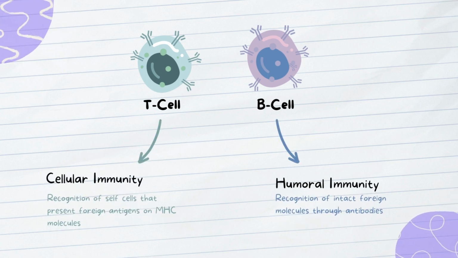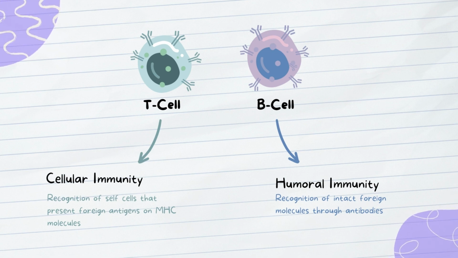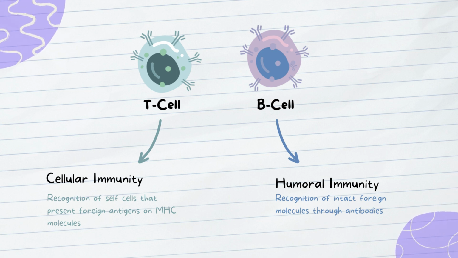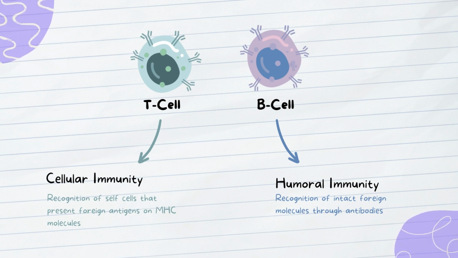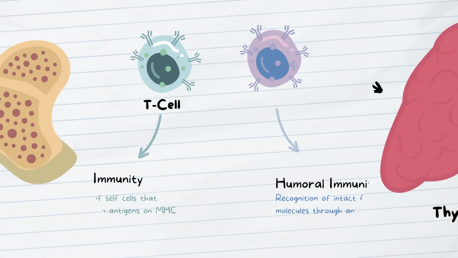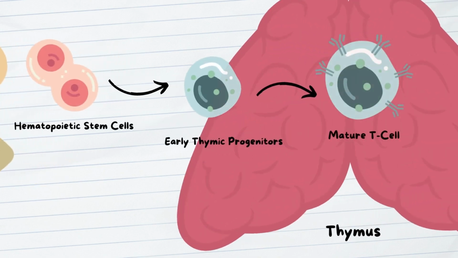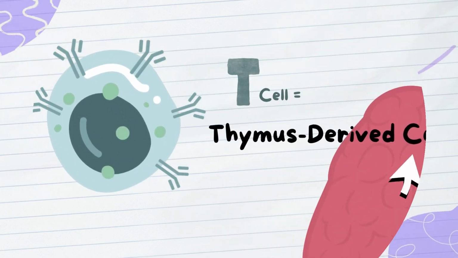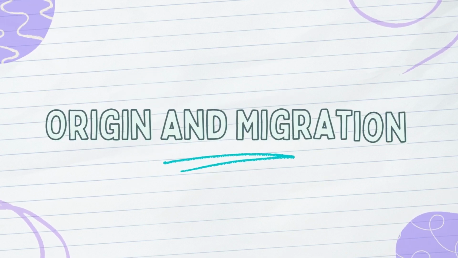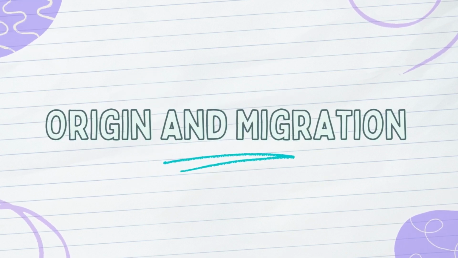Specifically, T cells are important for cellular immunity, which means recognition of self cells that present foreign antigens on their MHC molecules, as opposed to B cells and humoral immunity, which means the recognition of intact foreign molecules through antibodies. T cells mature in the thymus. Thus, its name, T, stands for thymus-derived. Let's first talk about the origin and migration of T cells.